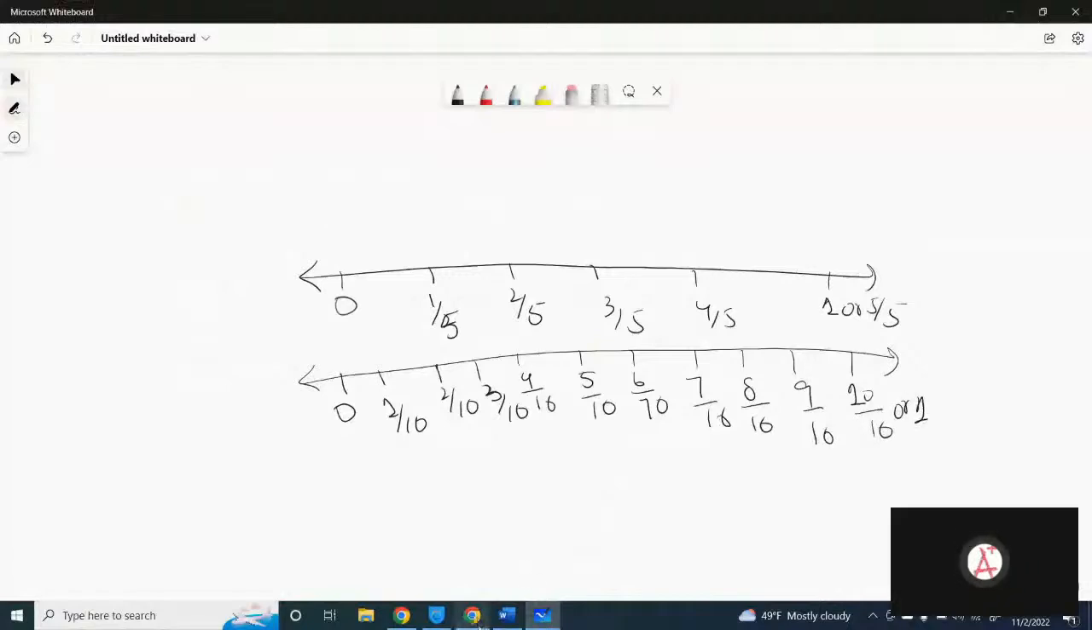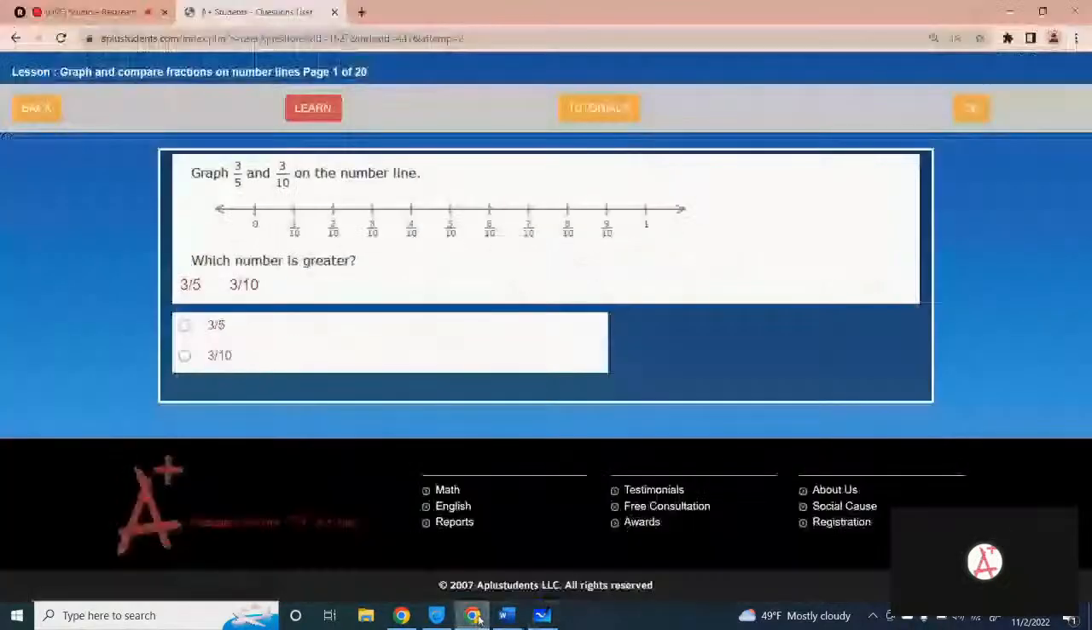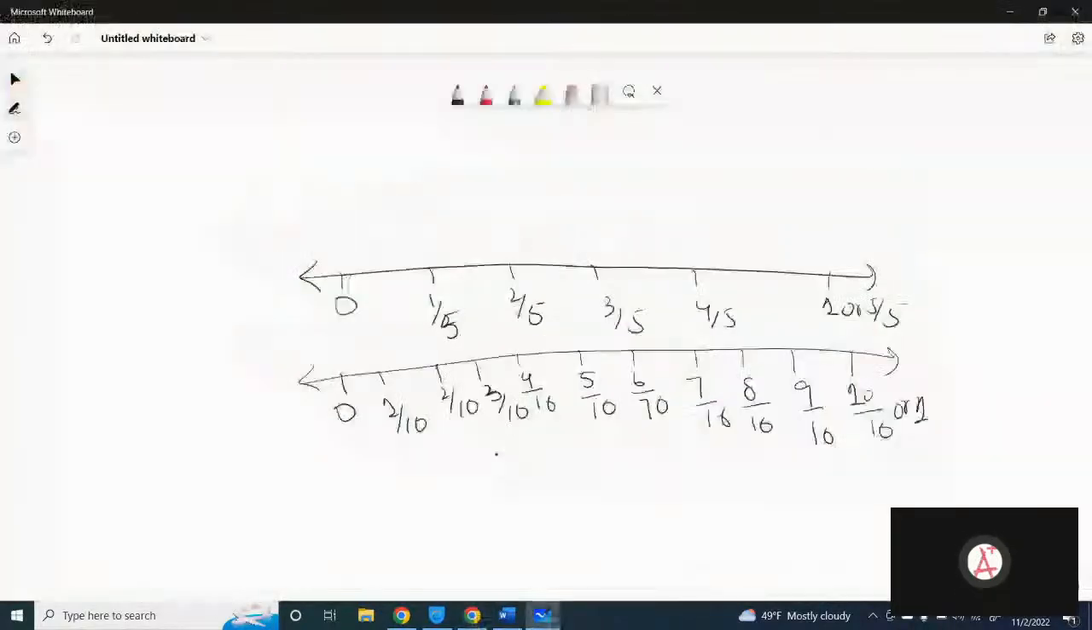So the first one we have is 3 over 10 and 3 over 5. Here you have 3 over 10 and here you have 3 over 5. So which one is smaller? You can see by the number lines which one is smaller. 3 by 10 is less than 3 over 5. Got it? 3 over 10 is less than 3 over 5.